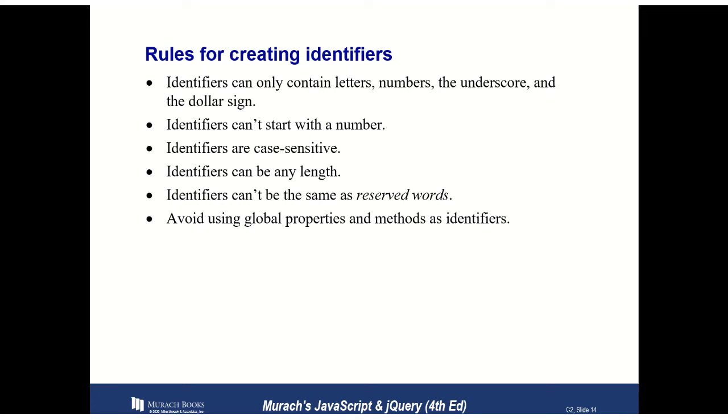They cannot be the same as a reserved word. Like, you cannot use int as an identifier, or you cannot use string as an identifier, because int and string are reserved words. Int represents an integer variable, string represents a text, I mean the string variable. You should avoid using the global properties and methods as identifiers.